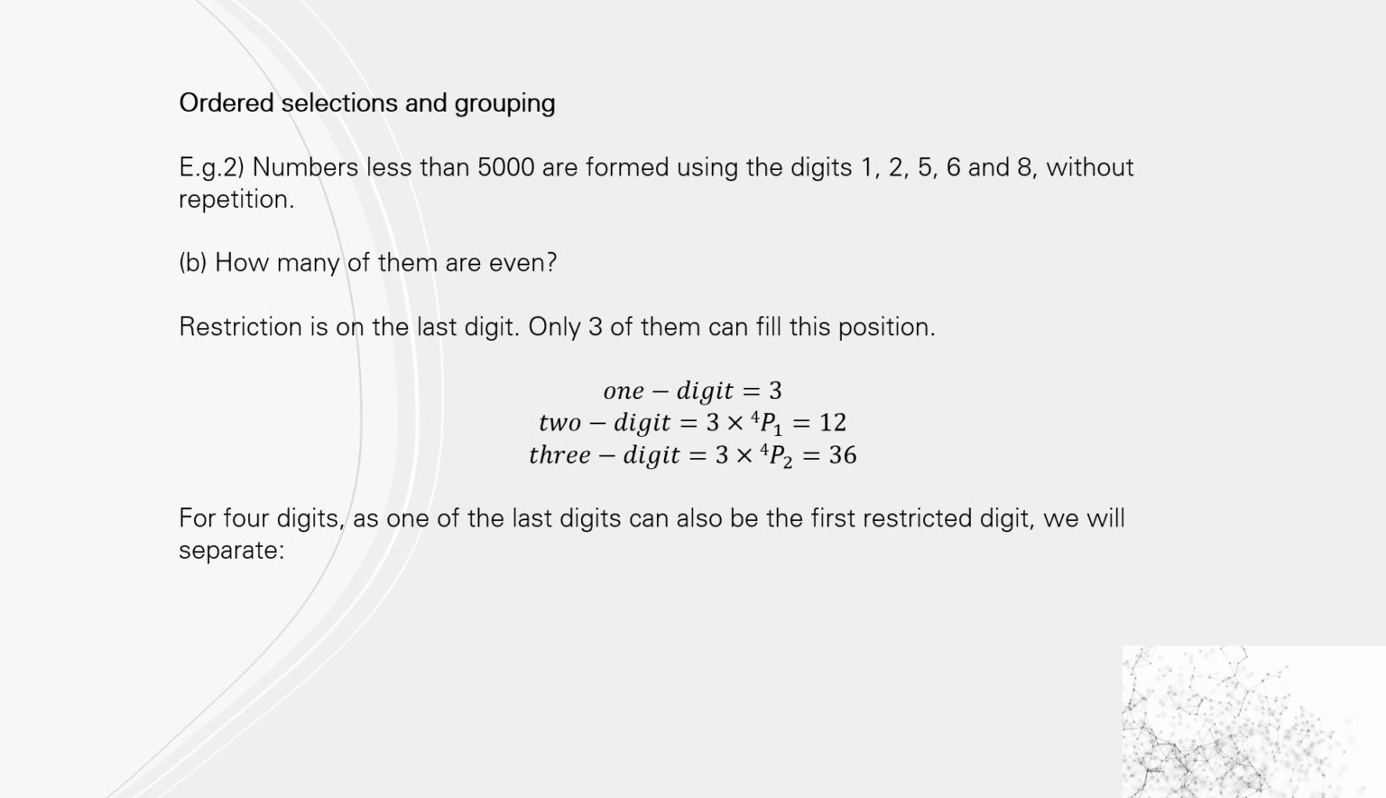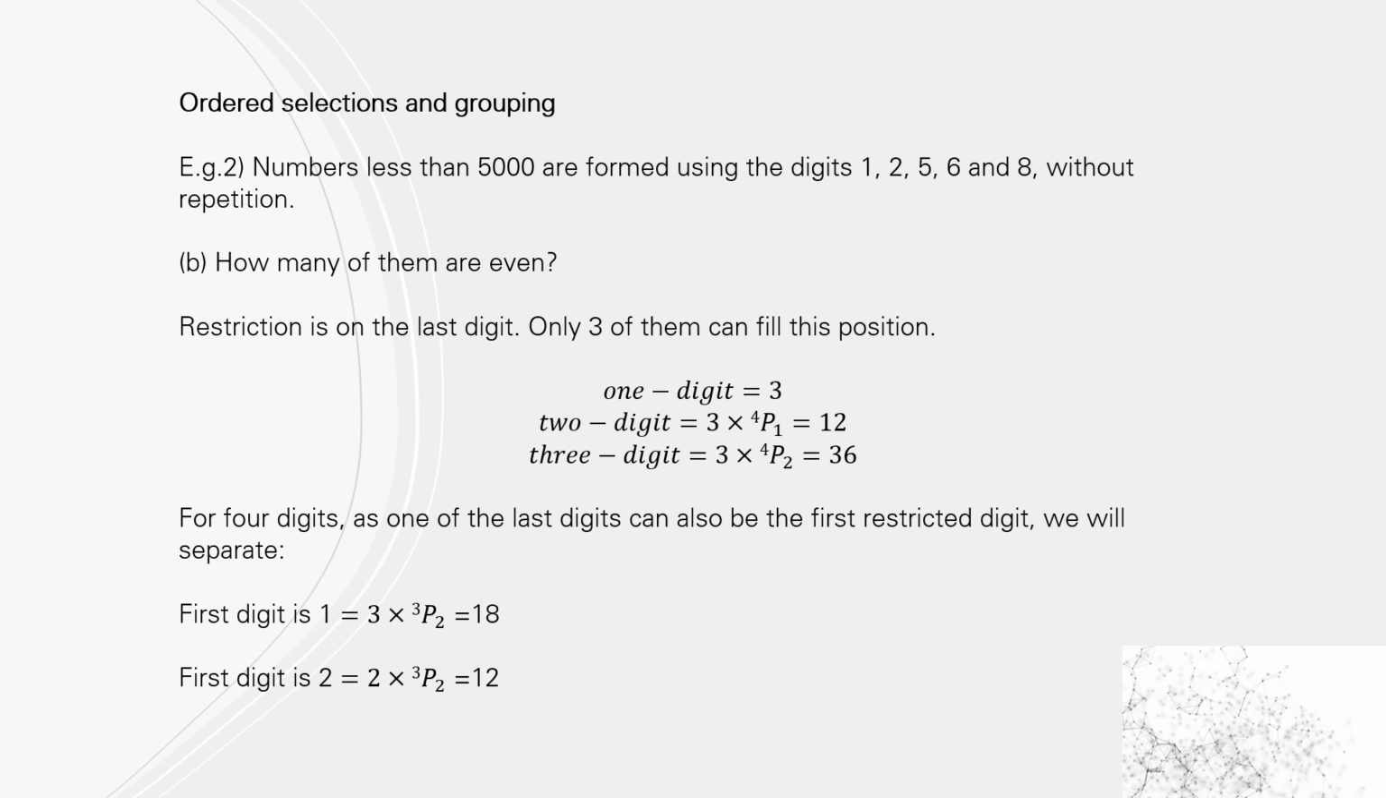so that's times 4P2. For the 4 digits, this becomes a little bit tougher because one of the last digits, the 2, can also be the first restricted digit because it's got to be less than 5,000, so we're going to separate them. If the first digit is 1, then we can still have 3 even numbers at the end. The 1's already taken, and you've got 2 more positions to fill because it's 1,000 and something. So you've got 2 positions and there's 3 numbers to choose from because you use one of the evens at the end. So that's 18 for the first digit is 1.